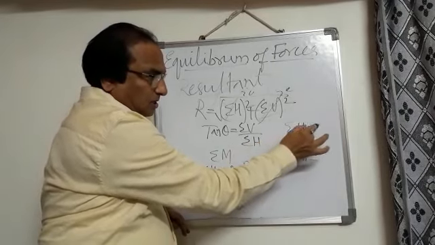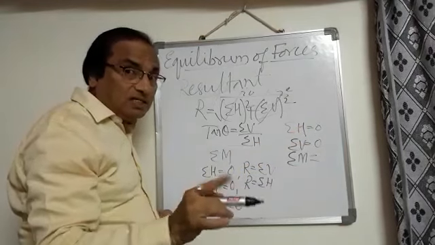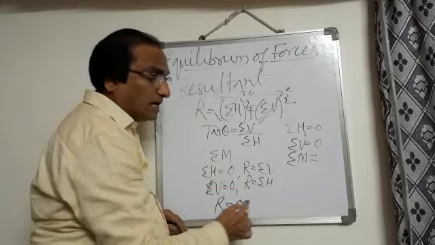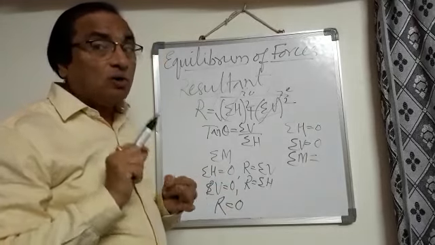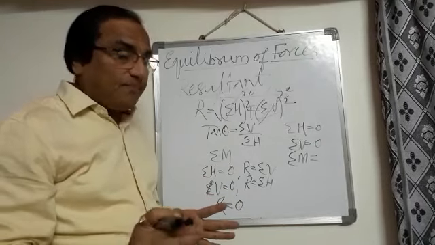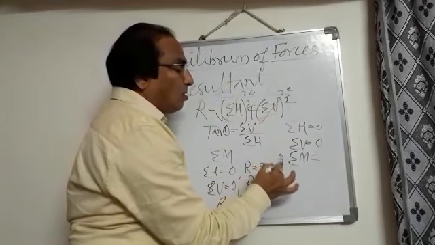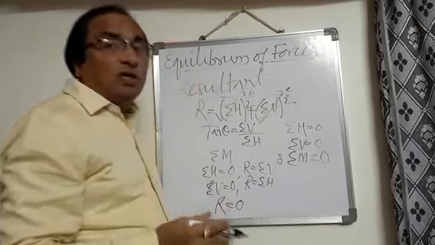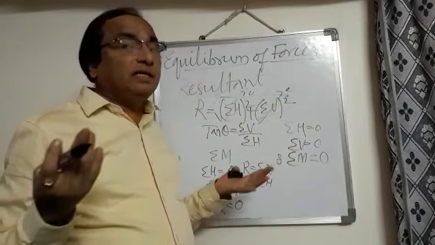Now out of 3, these two are 0. Sigma H is 0, sigma V is 0, but sigma M is not 0. In such a case, the system will be converted into a couple. Resultant 0, moment not 0, the system will convert into a couple. If sigma H is 0, sigma V is 0, and also sigma M is 0, then nothing will happen to the system. We say the system is in equilibrium.